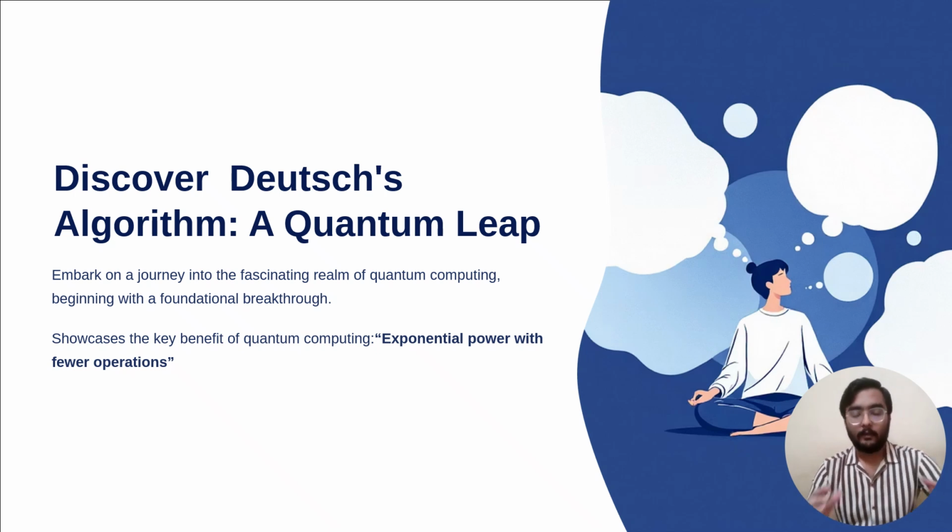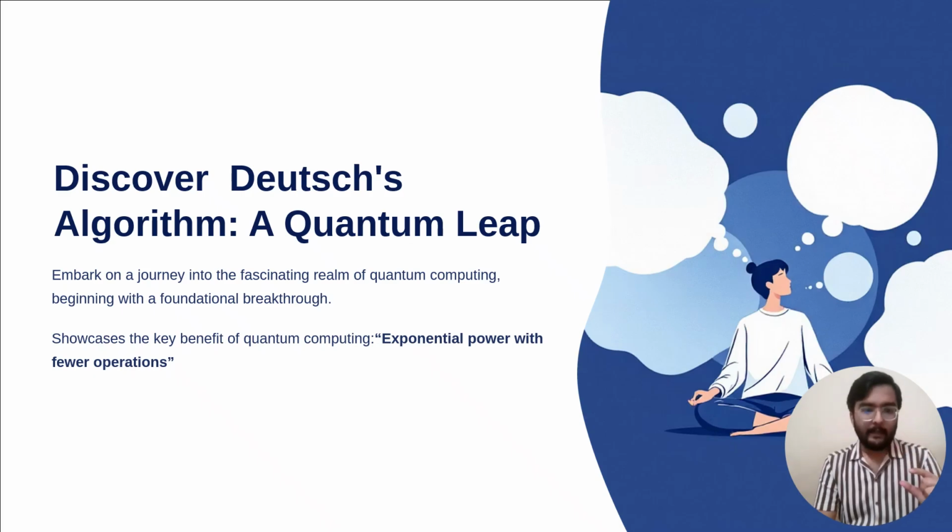So now let us discover why the Deutsch algorithm is called a quantum leap. The Deutsch algorithm solves a small but very important problem. We have a black box function that takes one bit as input and gives one bit as output. Our task is only to decide whether this function is constant or balanced. The Deutsch algorithm does something much smarter.